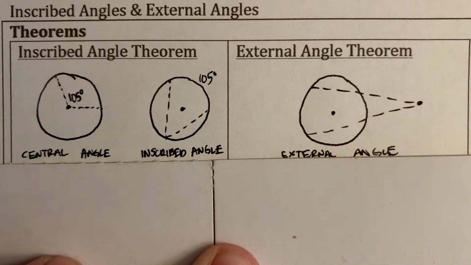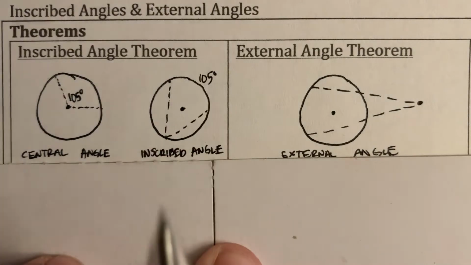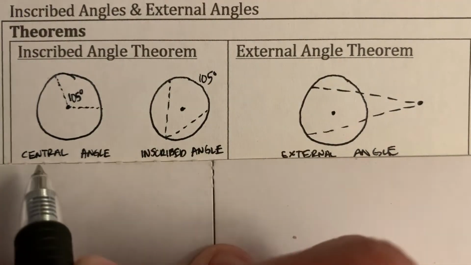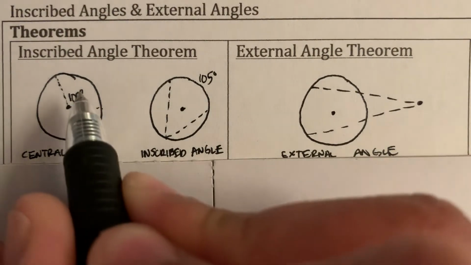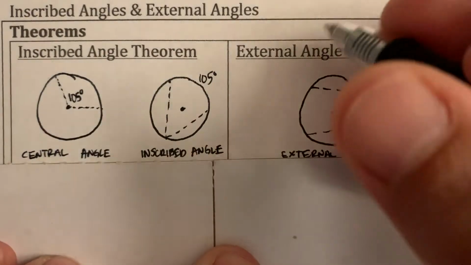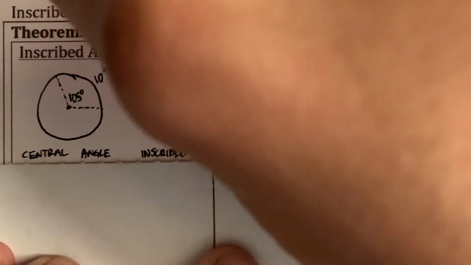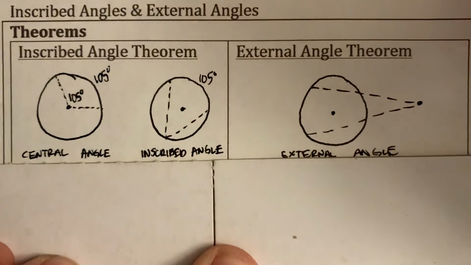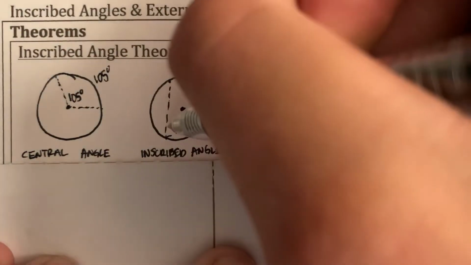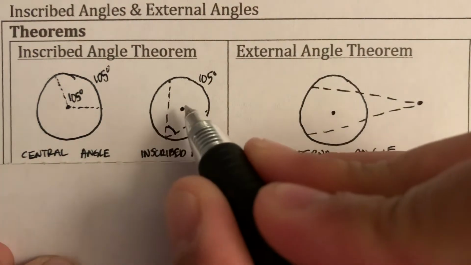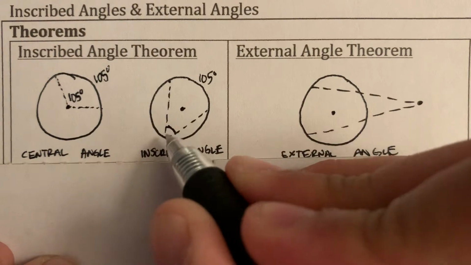Hello everybody, we will be continuing on with circles and we'll be working with inscribed angles and external angles. So to connect this to what we did before, we had central angles, and we know that if we have the central angle 105 degrees, then the corresponding arc is also going to be 105 degrees. Those are equal. And so if this is a central angle, an inscribed angle is going to look just like this. No longer does that angle lie on the center, the angle lies on the circumference.